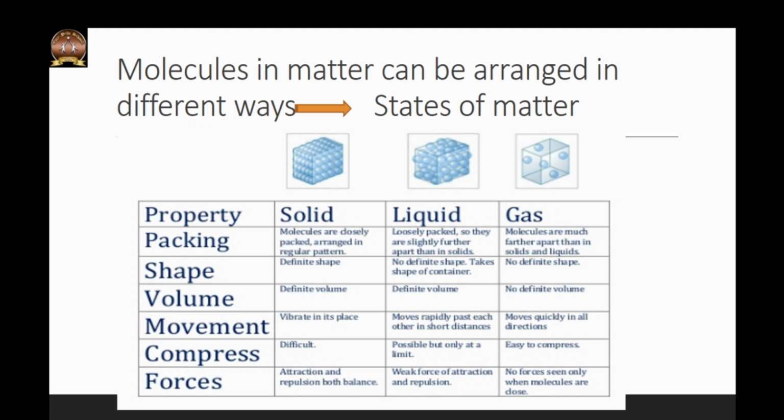Now let's take a look at the movement of the molecules in solids, liquids and gases. In solids, there is hardly much of a movement. The molecules simply vibrate in their places.